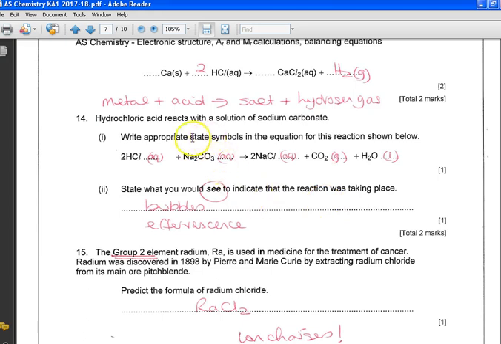All right, this is asking for state symbols. So here we've got a solution. If it's a solution of something, it's going to be aqueous. Your sodium carbonate is aqueous. Your sodium chloride is aqueous. Your carbon dioxide is going to be a gas. Of course, your water is going to be a liquid. That's a pure substance. Whereas these, aqueous, aqueous, aqueous, they are substances that are dissolved in water.